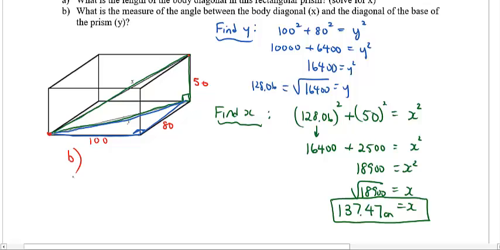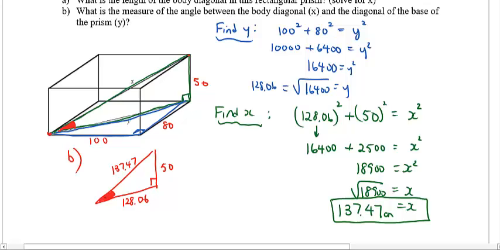What is the measure of the angle between the body diagonal and the diagonal of the base? So if I were to ask you to calculate this angle here, the one between the body diagonal and the base, that's pretty much the green triangle. Right angle here, 50 here. Asking you for the angle, and I've given you x and y. x is 137.47. y is 128.06. And so you can use whatever trig ratios you want, because you actually have all three sides.